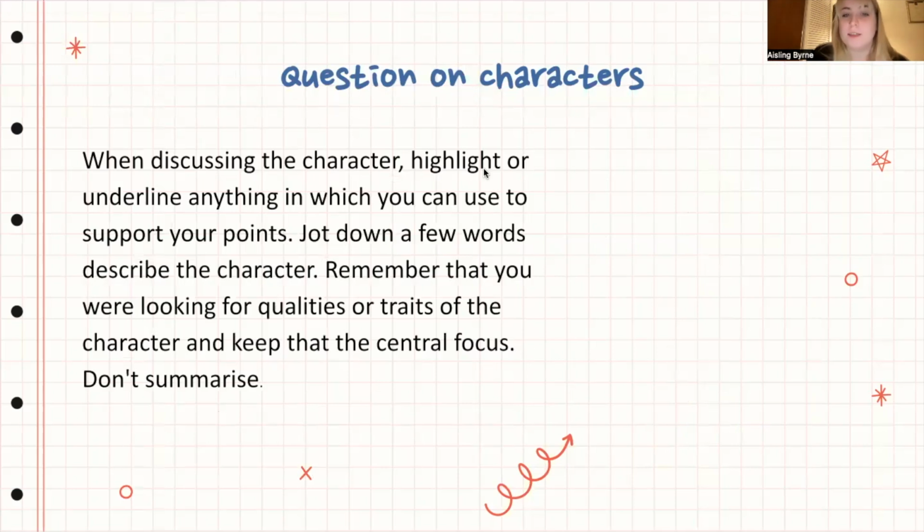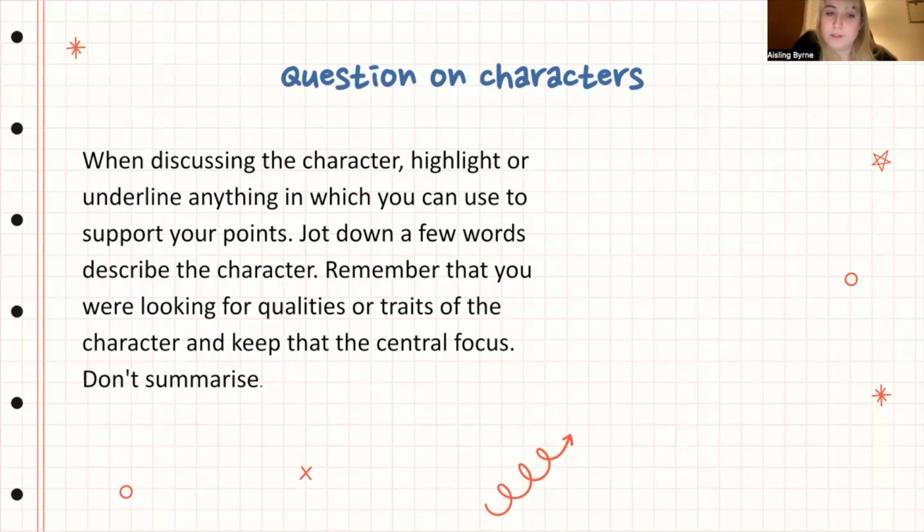When you're discussing the character, highlight or underline anything which you could use to support your points. This is when we have our unseen one. So if we're asked about a character on an unseen extract, we would underline parts of the extract where we're really seeing characteristic traits, or what they look like, what the author's told us about them, what they've said about themselves, what other characters might have said about them, or even what their actions are telling us.